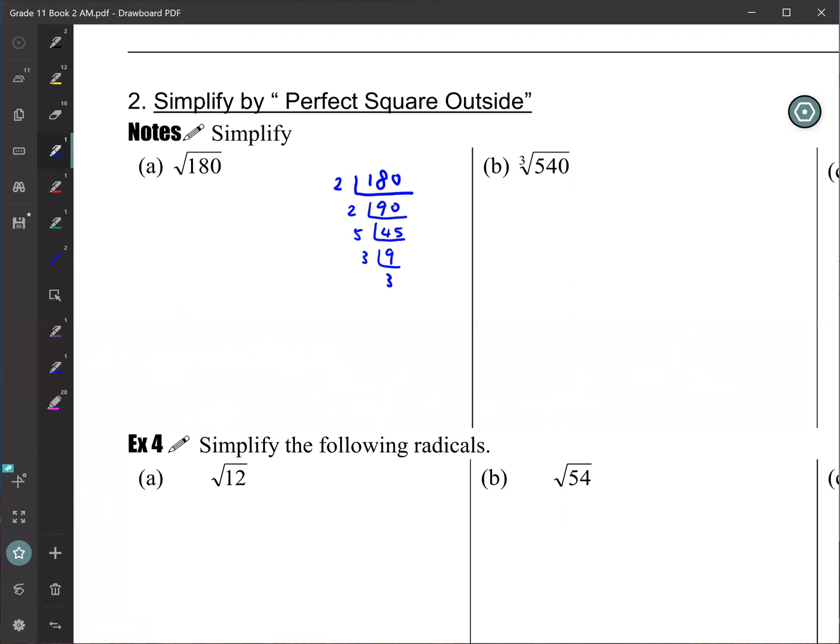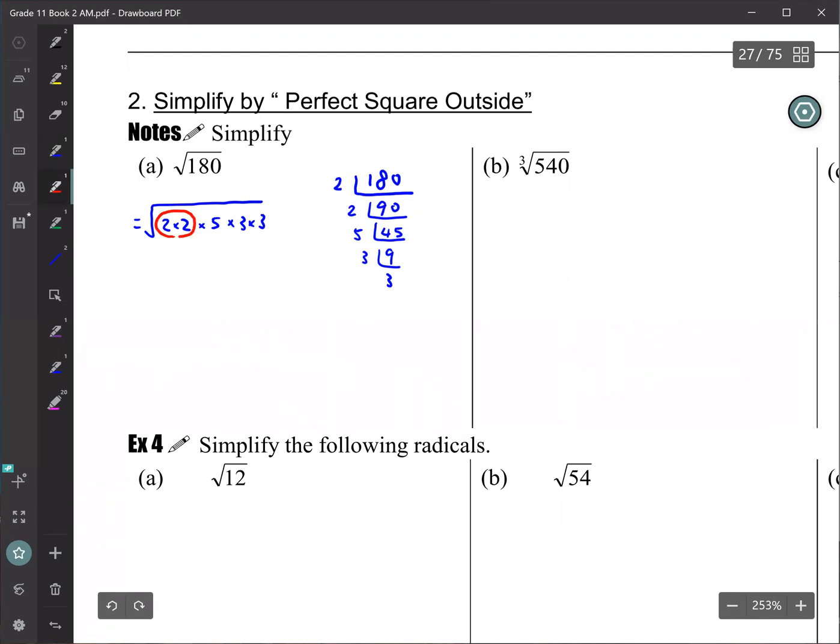So as you can see, we have perfect squares here. The 180 is made up by 2 times 2. That's a perfect square, right? Because that's a 4. Times it by a 5. Times by 3 and 3. So that's another perfect square, right? That's why I know we need to simplify. You cannot have a perfect square inside.